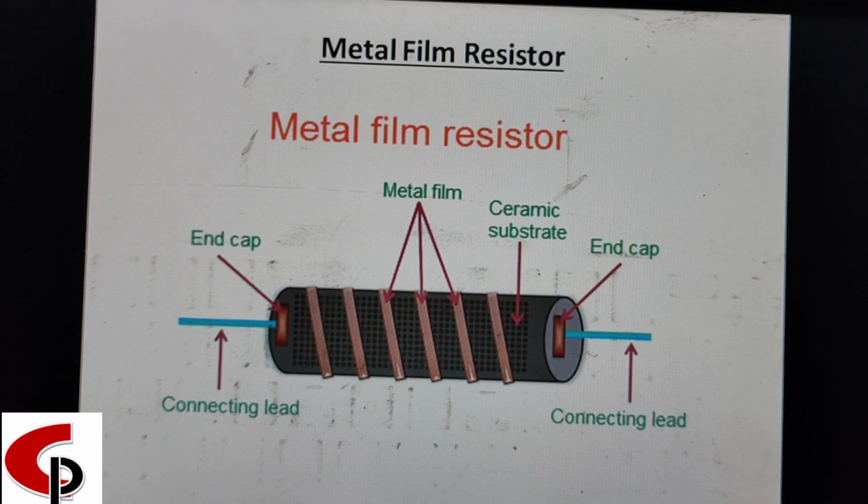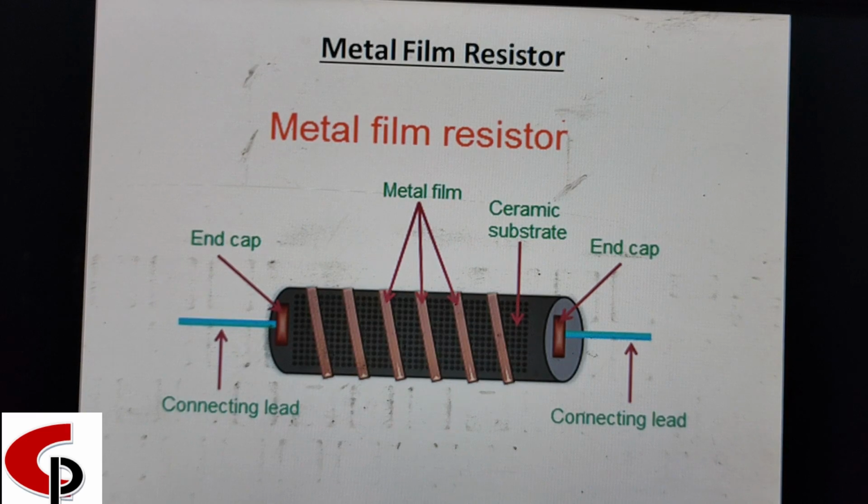The metal film resistor has a lower tolerance value than the carbon composition resistor. The difference between our desired value and the actual manufactured resistance value is, for example: if in a metal film resistor the desired resistance value is 300 ohm, then the actual manufactured resistance value is 302.4 ohm.